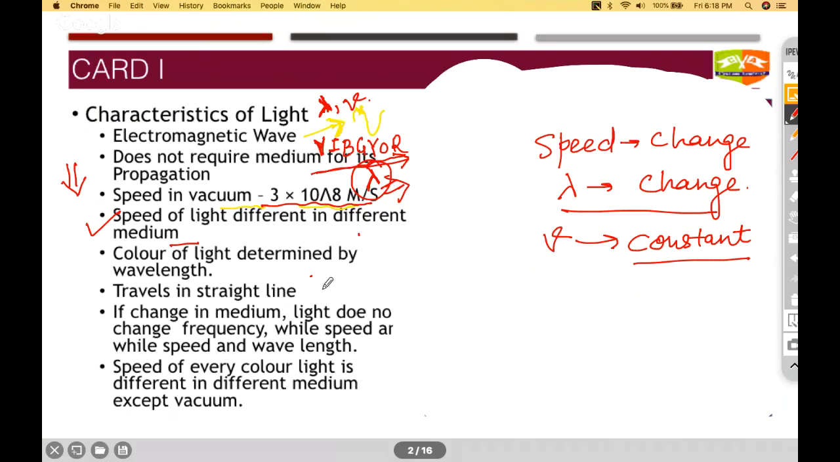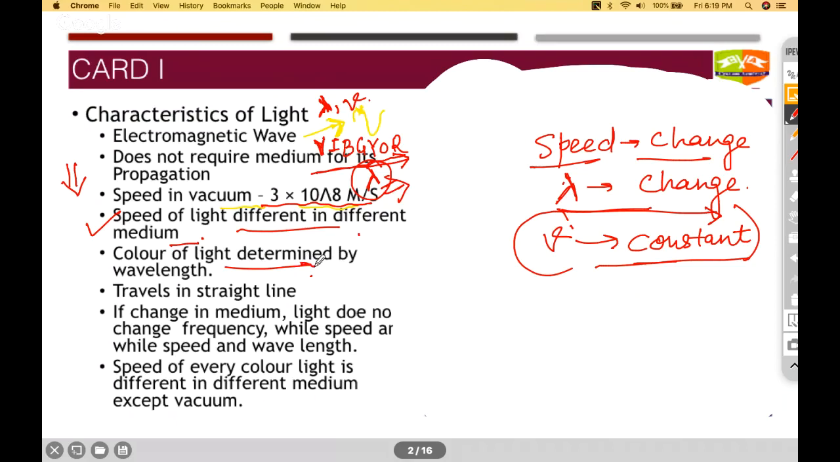So in this particular scenario, the speed of the light is different in different medium. Why does it happen? Because as soon as the light gets into a different medium, the wavelength of the different components of light will change, and hence it will observe a change in speed, though frequency never changes with change in medium.